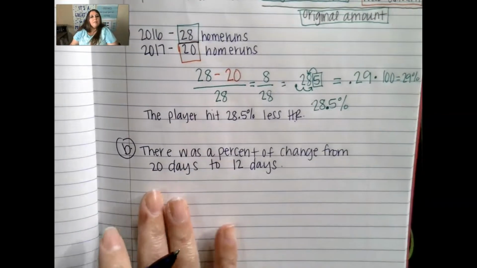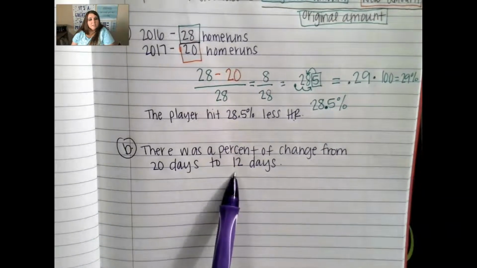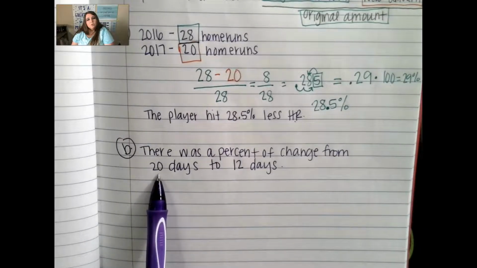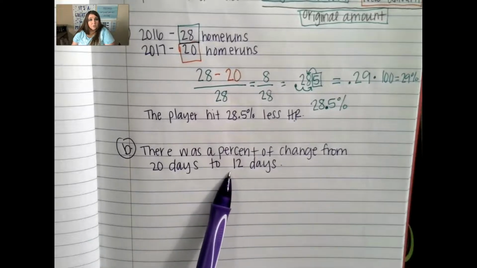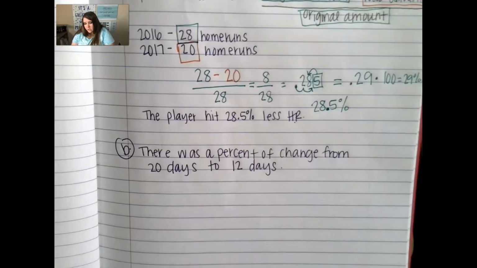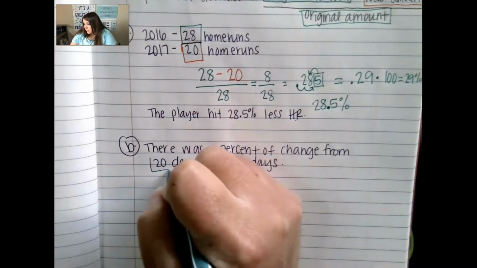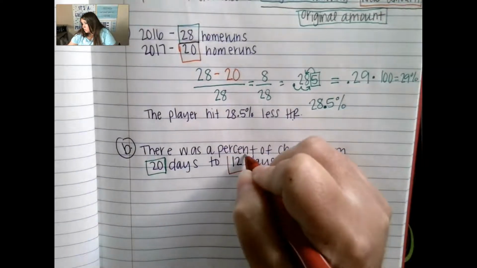This could mean that maybe you started out working 20 days and then went down to working only 12 days. Maybe you were counting down. There were 20 days of school left. Now there's only 12 days of school left. We don't know what the context is behind it other than our original amount was 20. Our new amount changed to 12.